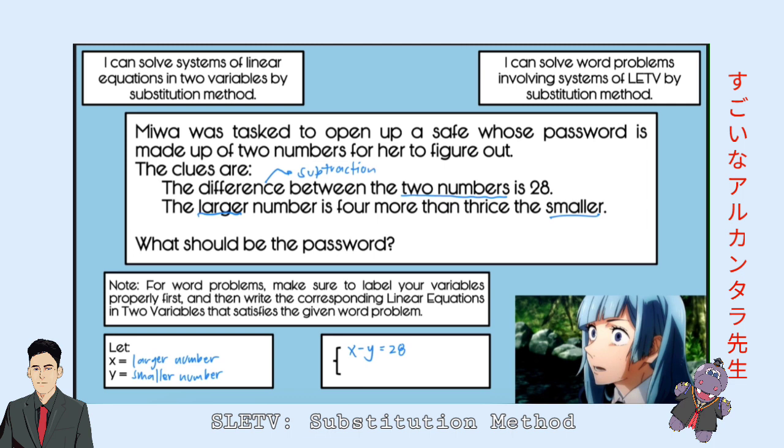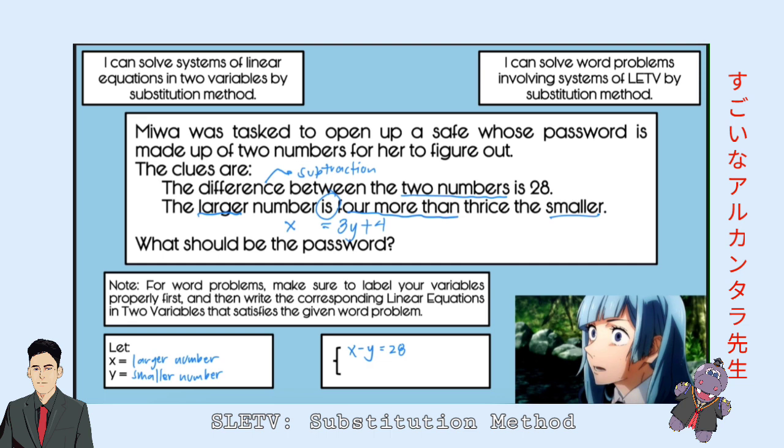Now it says here that the larger number is 4 more than twice the smaller. So what we can do here, since it says the larger number is x, is actually implying a certain symbol, which is the equal sign. 4 more than twice the smaller. So we start with twice the smaller first. So that will be 3y. 4 more than, that means plus 4. So it's x is equal to 3y plus 4.